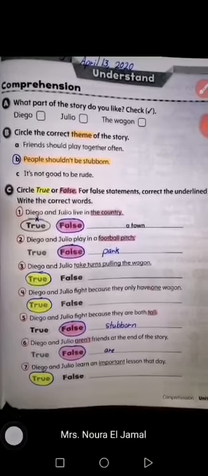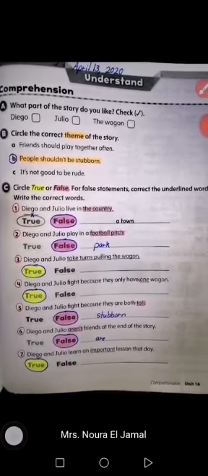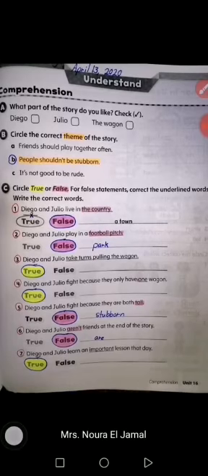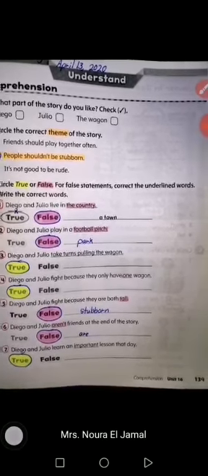Letter C. Circle true or false. For false statements, statements means sentences, correct the underlined words and write the correct words. Number 1. Diego and Julio live in the country. In the book here, they circle true, but it's not true, it's false. So cross true, circle false. Now we will correct the mistake. The mistake here is the word country. So they live in a town.